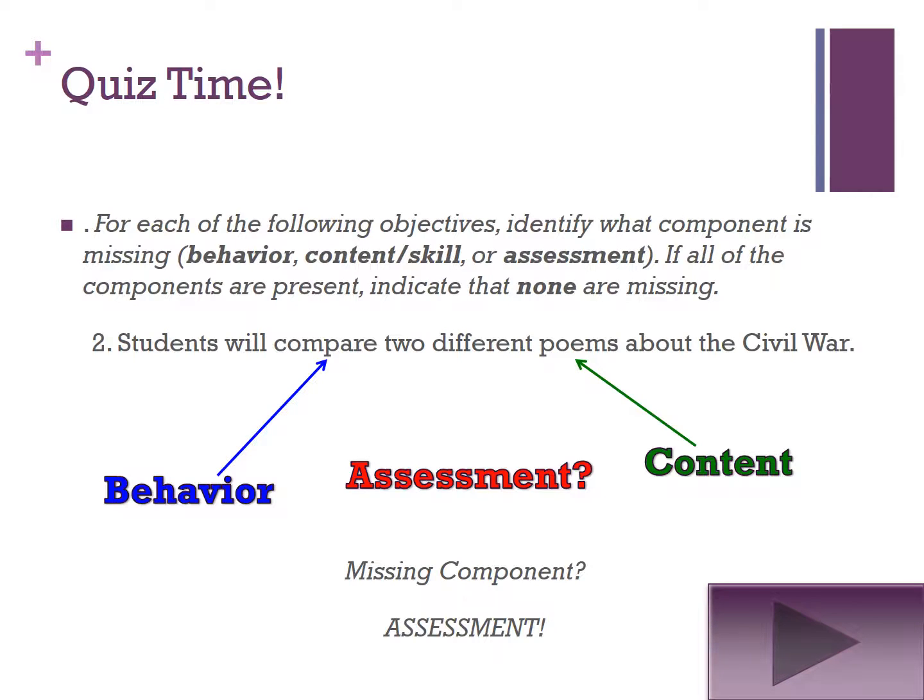In this statement, we're missing the assessment piece of our behavioral learning objective. Students will compare two different poems about the Civil War. That gives us the behavior, compare, and the poems. But there's no assessment actually stated here. To make it clear to your students, you should add something to the end that lets them know how they're going to compare them, whether it's in writing, in class discussion, in a debate, or with a partner.